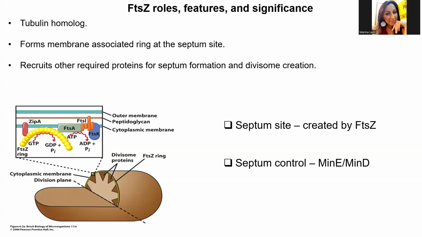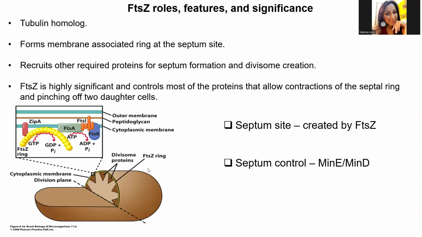And you will see later on why. So FtsZ is really highly significant because it controls most of the protein contractions, and it allows pinching of the two daughter cells. So how is septum control done by Min E? This is the action performance which we are going to cover.